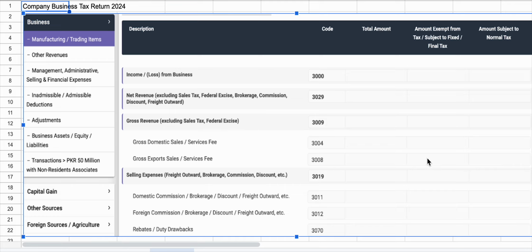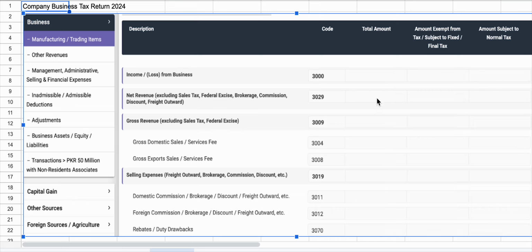Now we'll start. The first thing I'll say is that the first row is income loss from business, code number 3000. This amount will be grayed out for all these three, and we'll be mainly talking about the total amount because this is the column where every amount will come. But here you will not be able to enter any amount because IRIS calculates this amount.